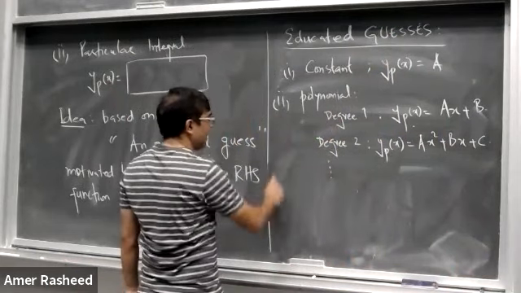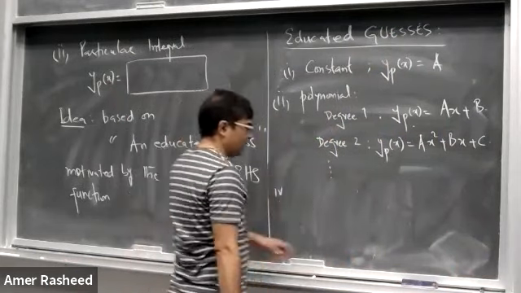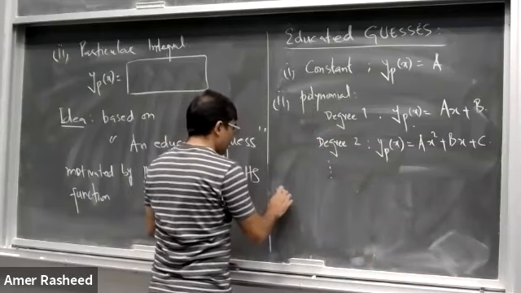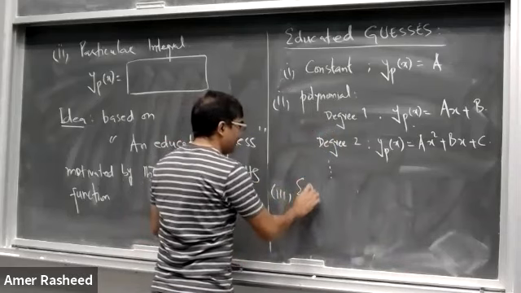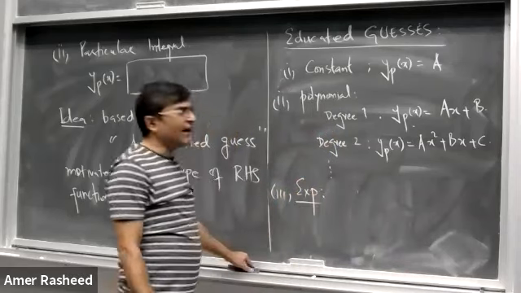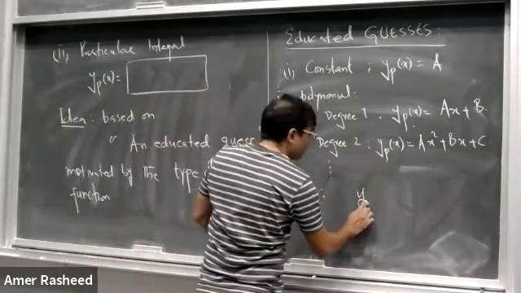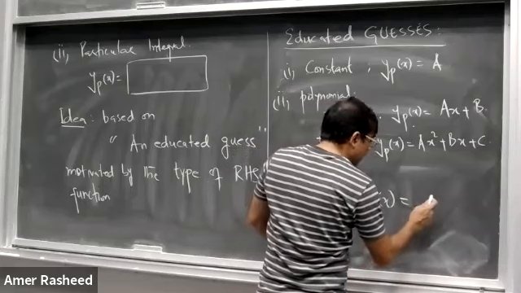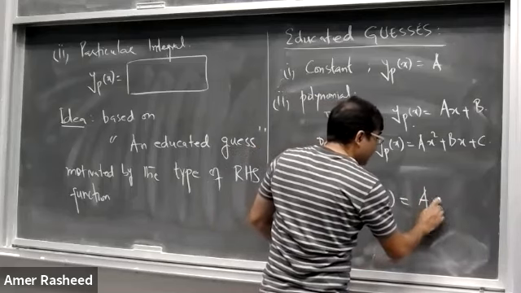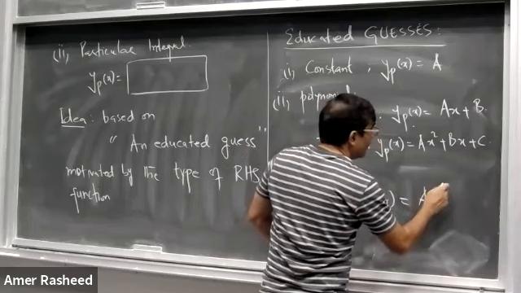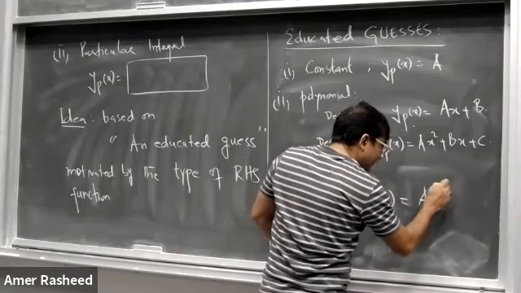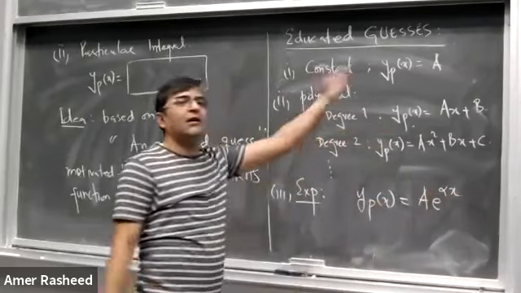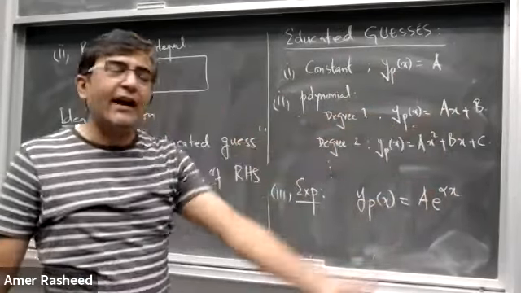So that is the second case. Number three is if the right-hand side function is an exponential function. If the right-hand side is an exponential function, then we write the particular integral in the form of some constant times the exponential of the same coefficient, alpha x, where alpha is the same as the alpha given in the right-hand side.